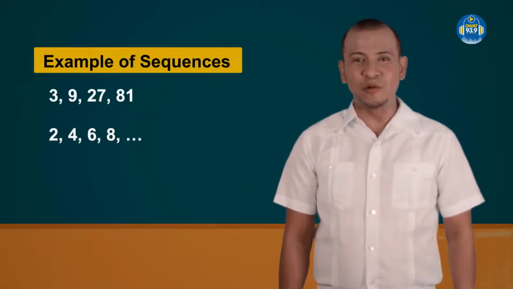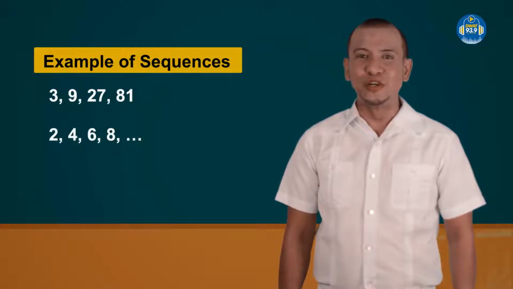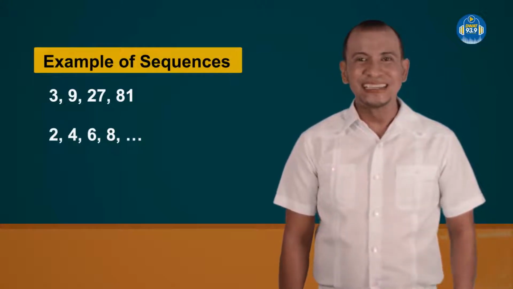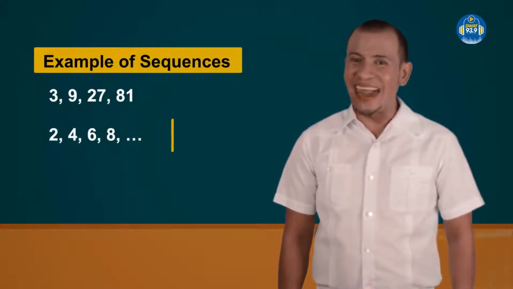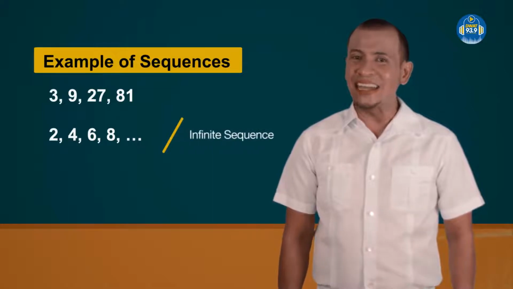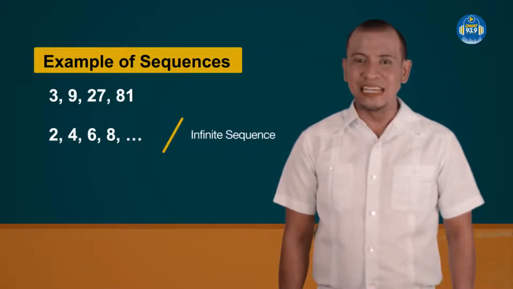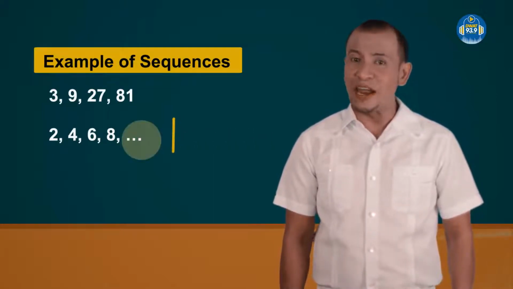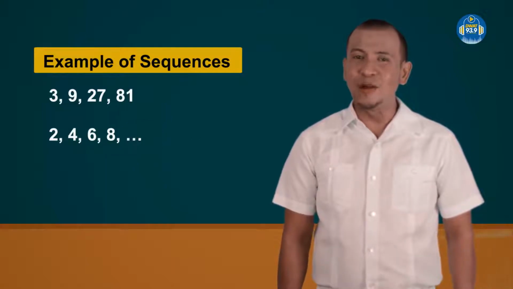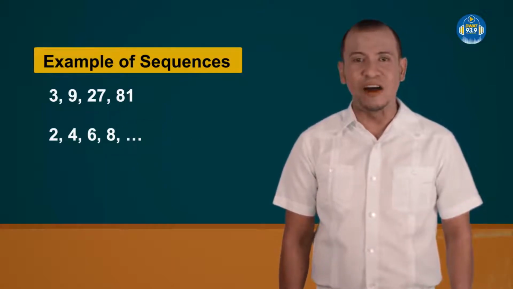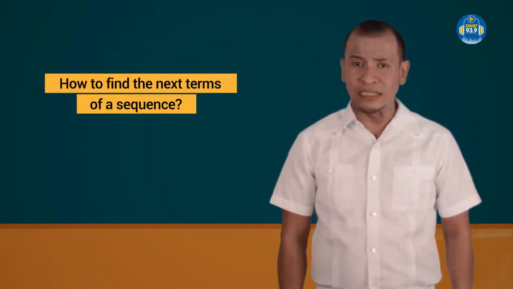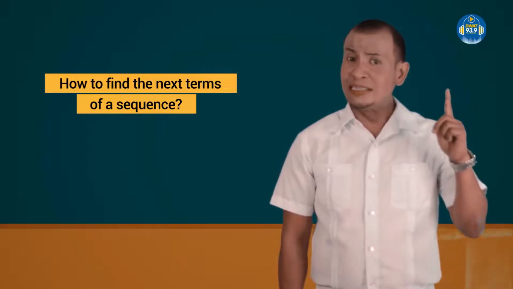The second sequence, which is 2, 4, 6, 8, and so on, is an infinite sequence, since there are 3 dots or ellipses at the end, which signifies continuity of the terms. How about if you are asked to find the terms of a sequence? How will you find the next terms in the sequence?